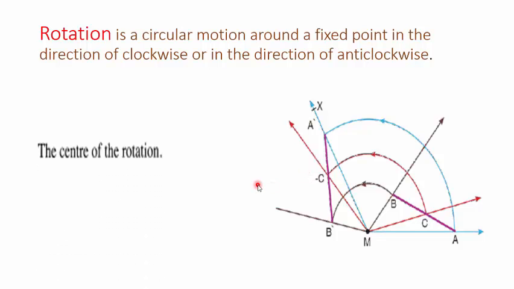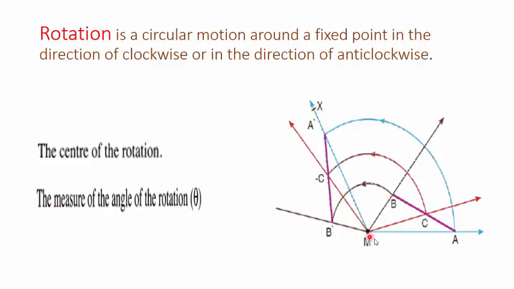Then we need to know three very important pieces of information. The first one is the center of the rotation. The center of the rotation is a fixed point, the point that it rotates around. Here is M. And the second one is the measure of the angle of the rotation, called theta.